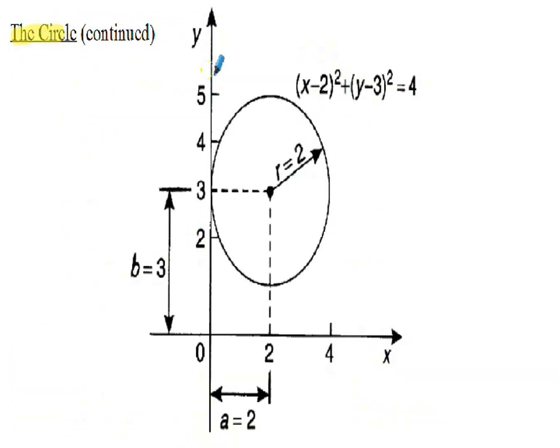The circle continued. Here's a plot of the equation (x minus 2) all squared plus (y minus 3) all squared is equal to 4 for your reference. Notice the origin of the circle is a equal to 2 and b is equal to 3. Radius is 2 in this case.